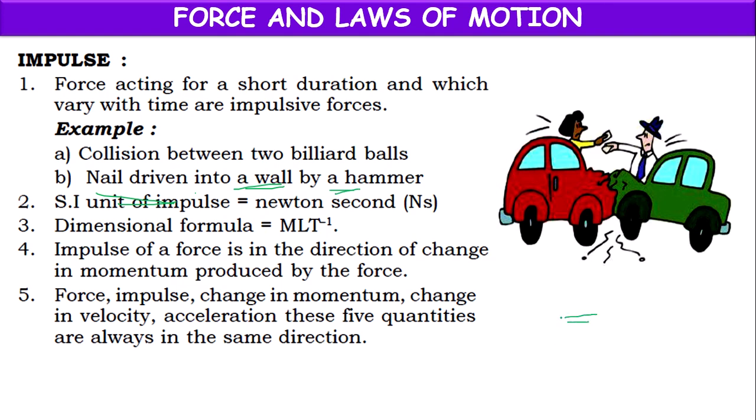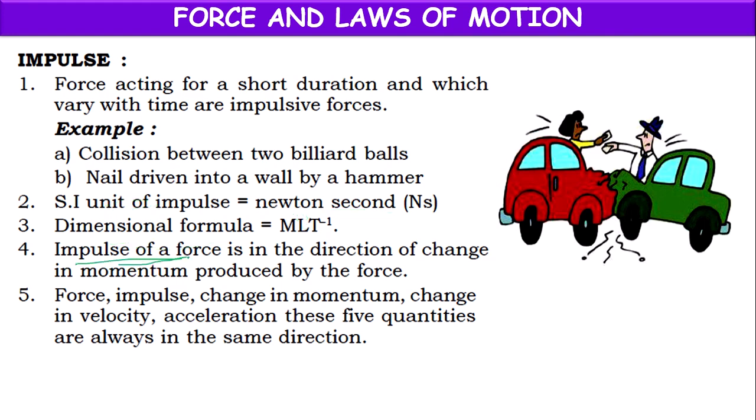If you want to fix a nail into the wall with a hammer, when we touch it with the hammer, at that particular moment it will be having impulse. And the SI unit of impulse is Newton second, Ns, and the dimensional formula is M L T minus 1.